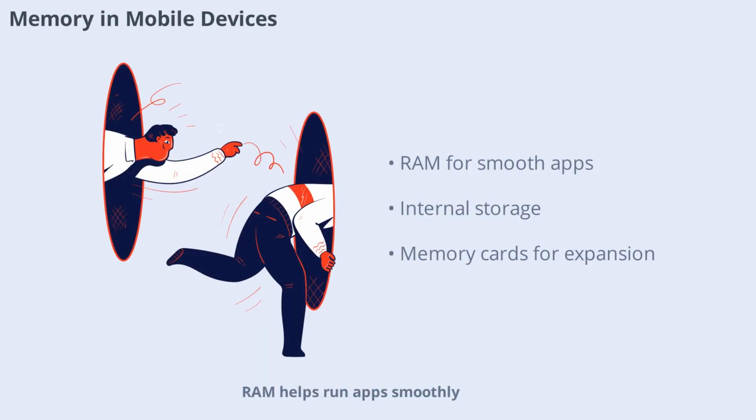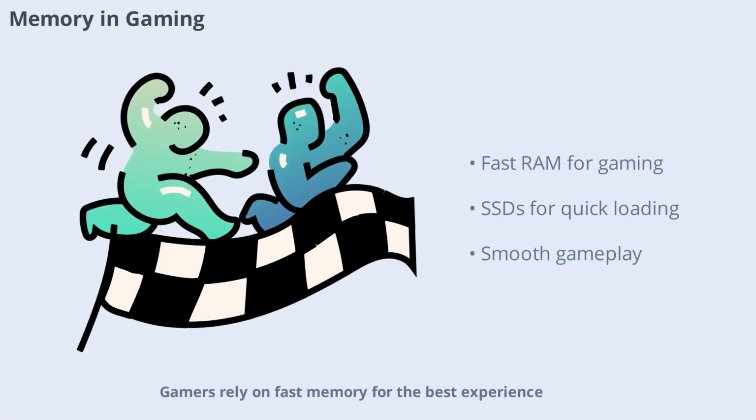RAM helps run apps smoothly, while internal storage and memory cards keep your photos, videos, and apps safe for the long term. Gamers rely on fast memory for the best experience. High-capacity RAM and speedy SSDs ensure games load quickly and run smoothly, providing an immersive and lag-free environment.